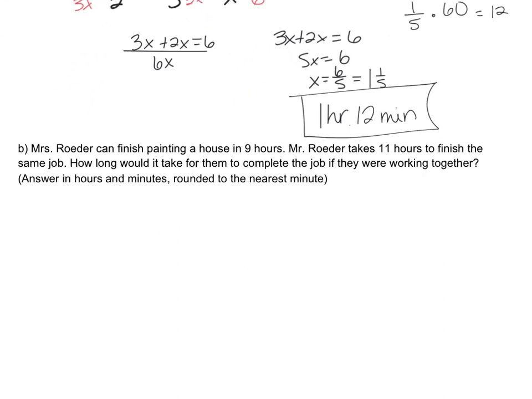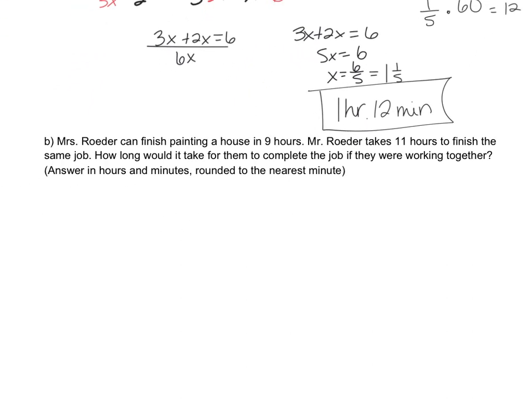Okay, the next one. Mrs. Roeder can finish painting a house in 9 hours. Mr. Roeder takes 11 hours to finish the same job. How long would it take for them to complete the job if they are working together? Answer in hours and minutes rounded to the nearest minute.